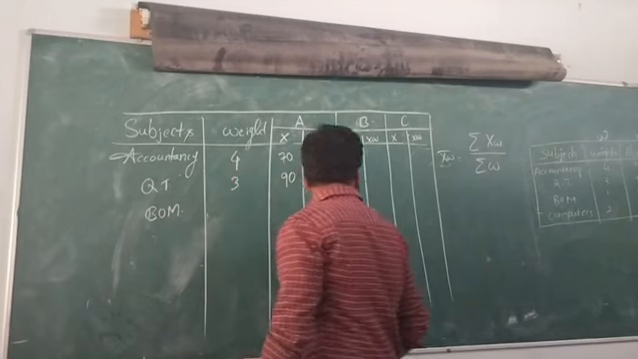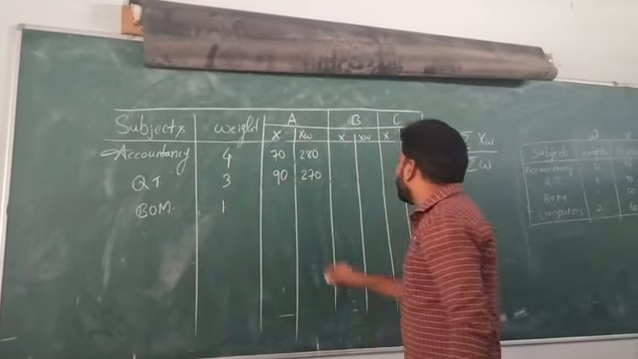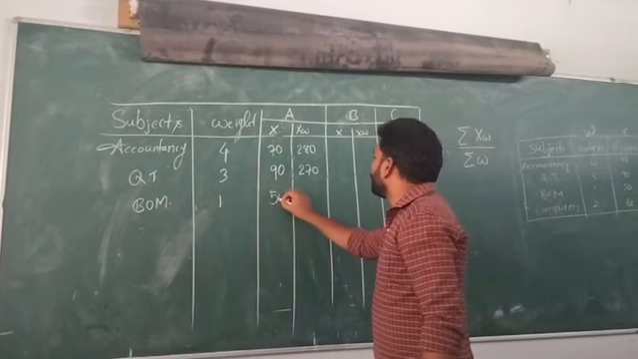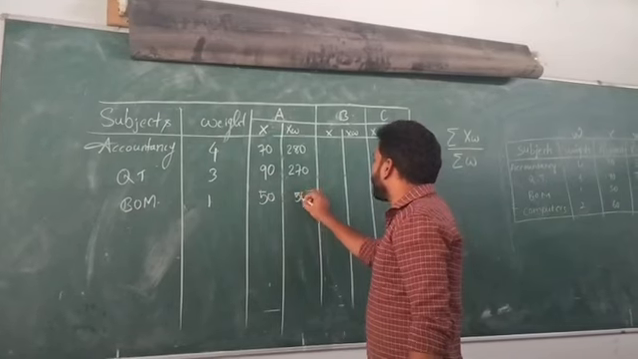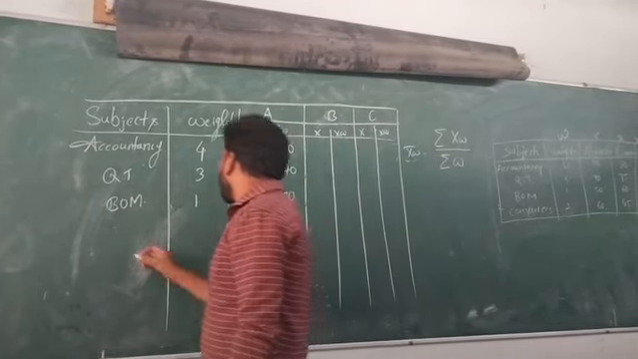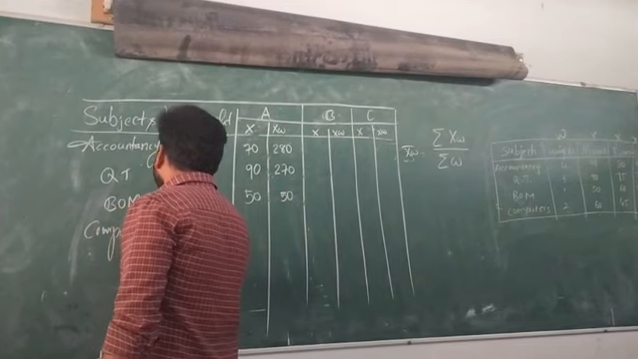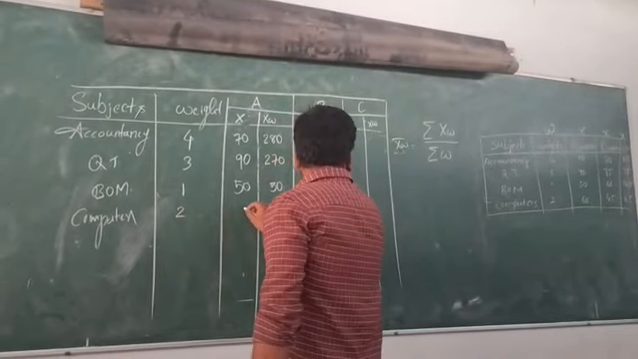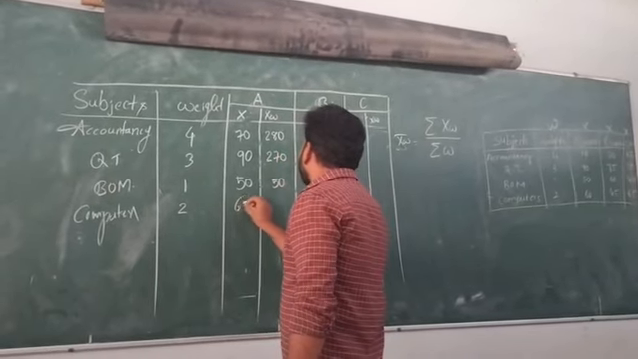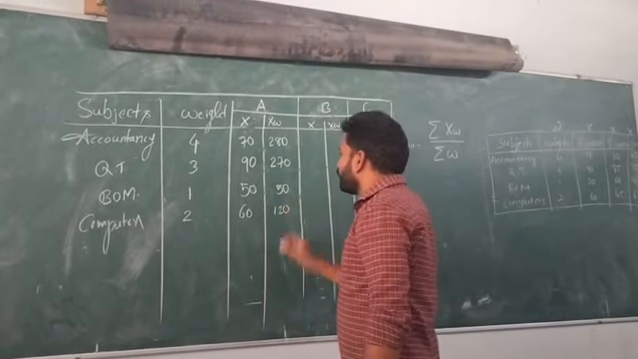Next, POM, weightage is 1. Marks is 50. 50 into 1 equals 50. Next, computers, weightage is 2. Marks obtained by student A is 60. 2 into 60 is 120. Okay.